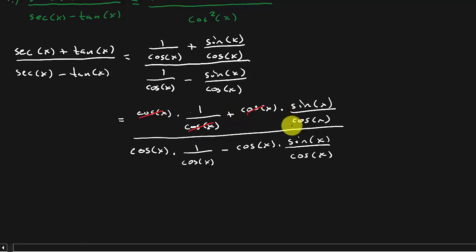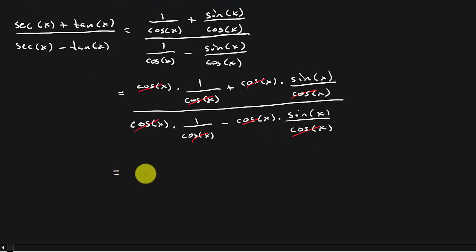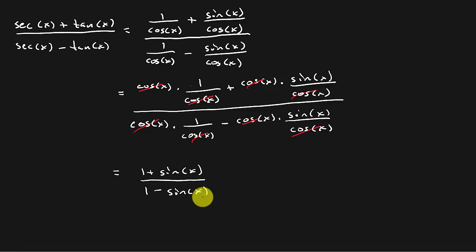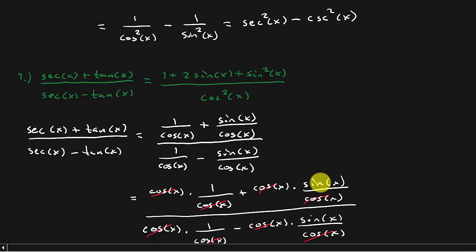Look what this does. Those cancel, that cancels, this cancels, and this cancels. So I am left with 1 plus sine x over 1 minus sine x. That's what I get there. And that's not the right-hand side.